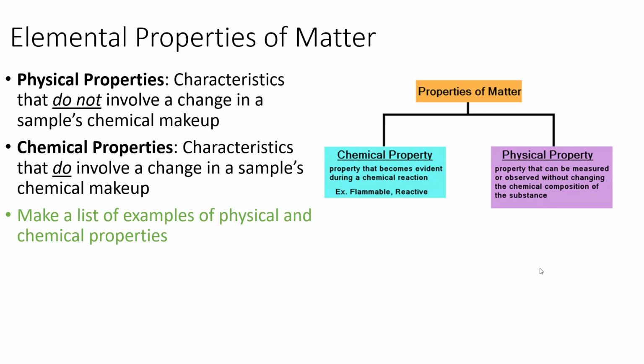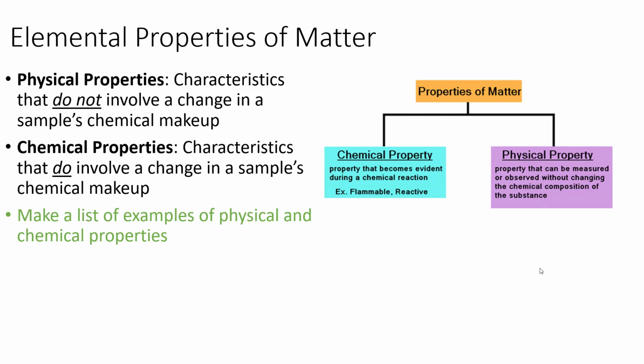We have different types of properties that we talk about: a physical property and a chemical property. Physical properties are characteristics that do not involve a change in a sample's chemical makeup. You're not changing what the thing actually is. Whereas chemical properties are characteristics that do involve a change in a sample's chemical makeup.